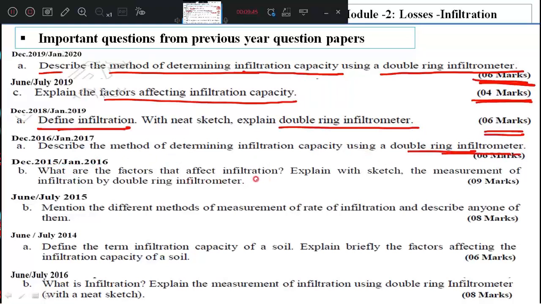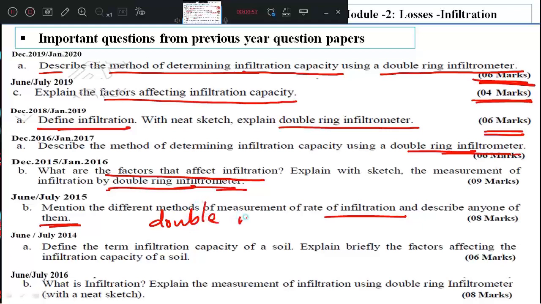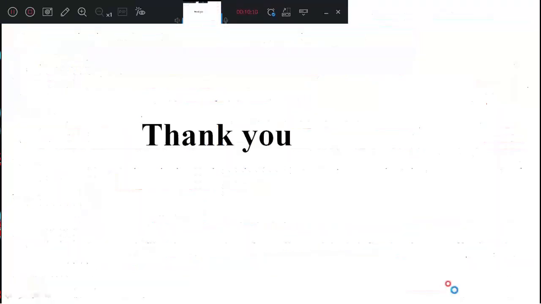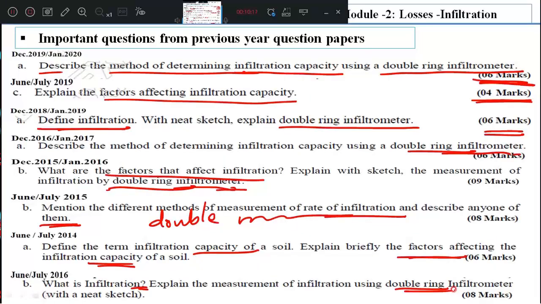Then what are the factors which affect infiltration? Factors affecting infiltration, and sketch the double ring infiltrometer. Mention different methods of measuring rate of infiltration. Describe any one method. So any one method means what will we do? Double ring method. Right? Define the term infiltration capacity. Explain briefly the factors affecting infiltration capacity. What is infiltration? Explain measurement using the double ring method. Seeing this, I say these are 200% fixed questions.